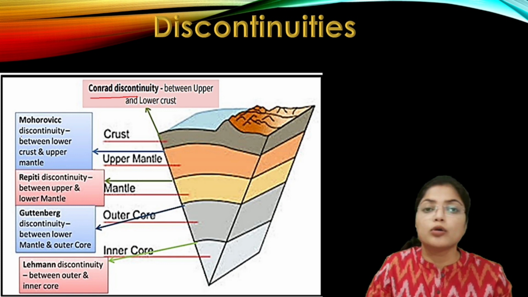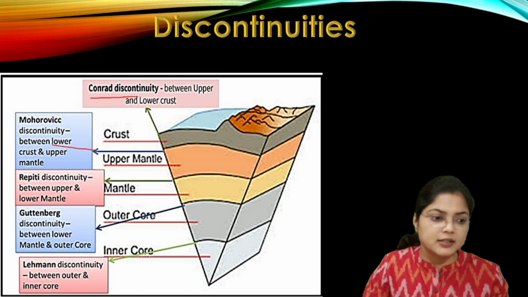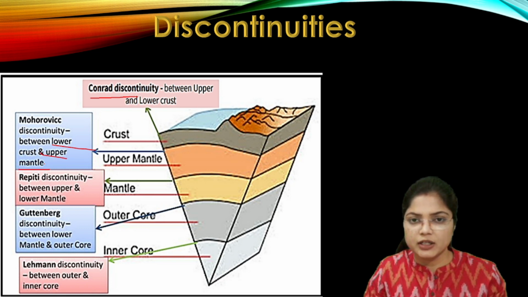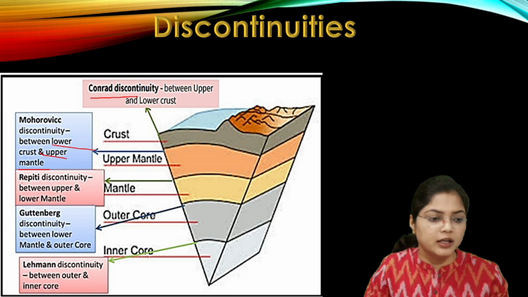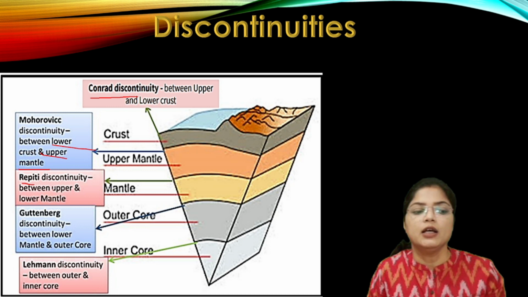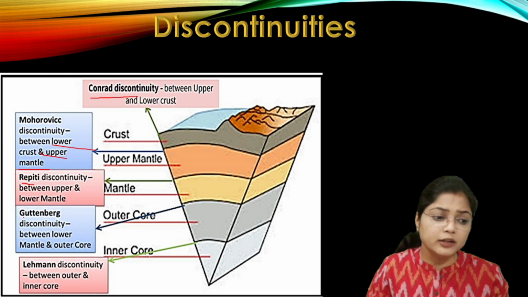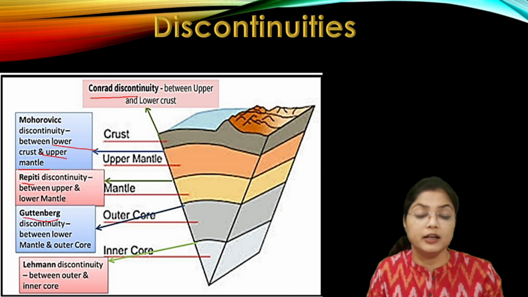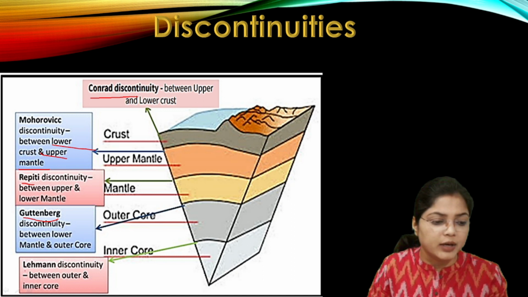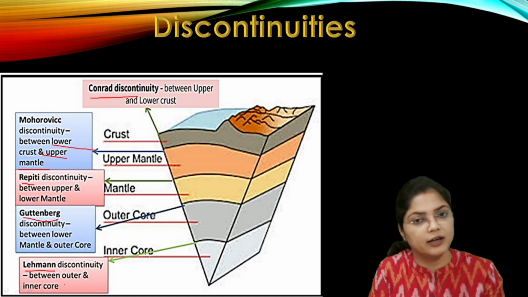Then it's Mohorovic discontinuity. It is found between the lower crust and upper mantle. Mohorovic discontinuity is found between the lower crust and upper mantle. Then here it comes Repetti discontinuity. It is found between the upper mantle and lower mantle. Then Gutenberg discontinuity is found between the lower mantle and outer core. Then Lehman discontinuity, it is found between the outer core and the inner core.